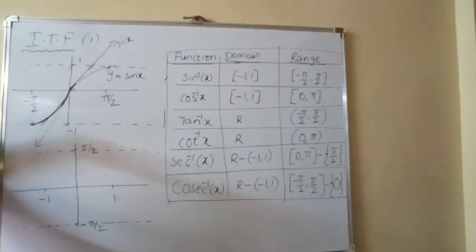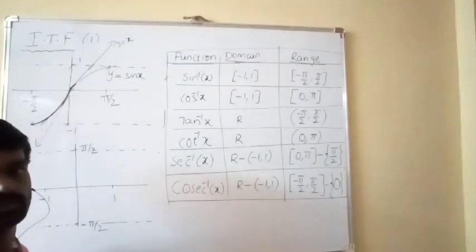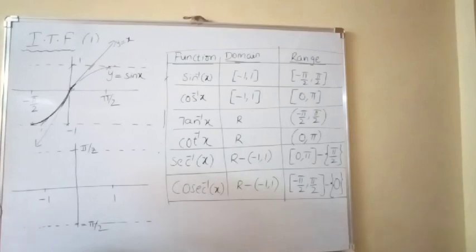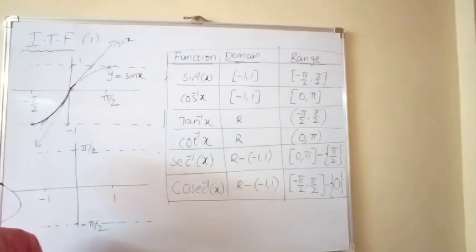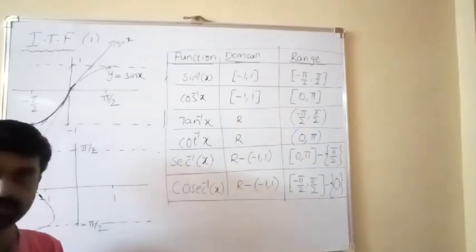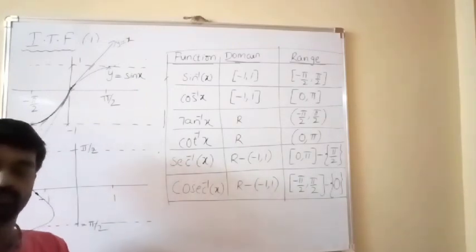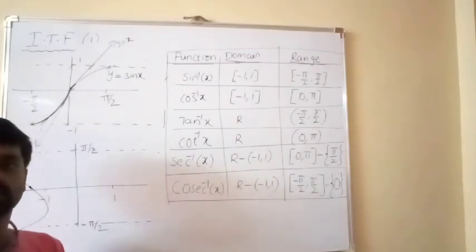sine inverse x. So not only for sine x, for any invertible function, the graph of y is equal to f inverse x, to get it, first you draw the y is equal to f x graph and take its reflection on the line y is equal to x. Whatever graph you are getting, that graph is the inverse of the given function.